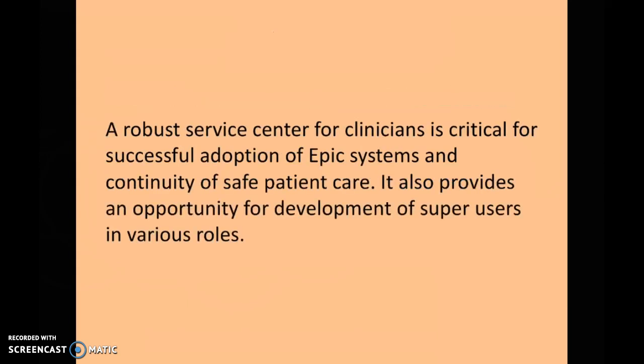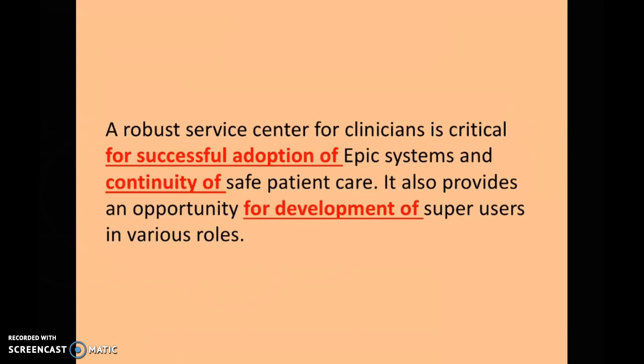So some more examples. A robust service center for clinicians is critical for successful adoption of EPIC systems and continuity of safe patient care. It also provides an opportunity for development of super users in various roles. So here in red and underlined are the nominalizations. Again, we're looking for the offs, right? There's three culprits here: for successful adoption of, continuity of, development of. So we're looking for the verbs.